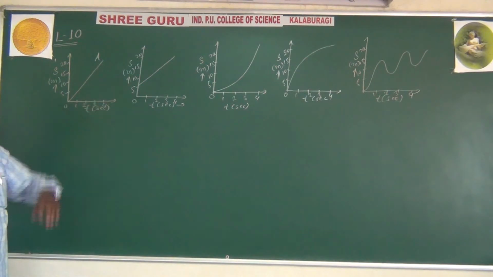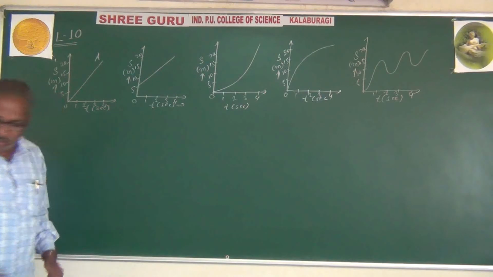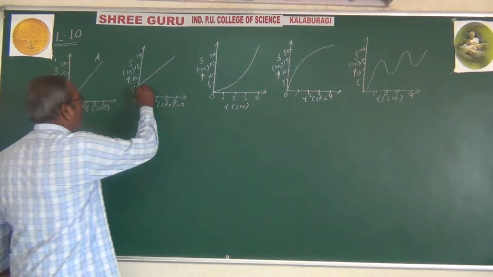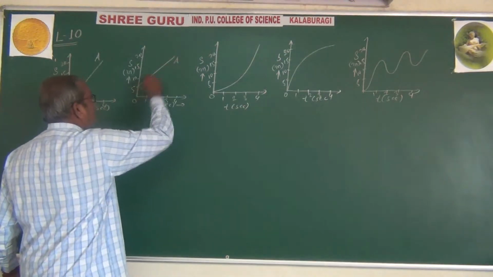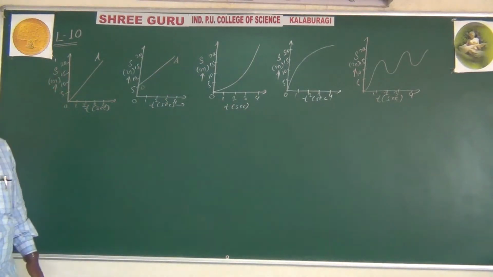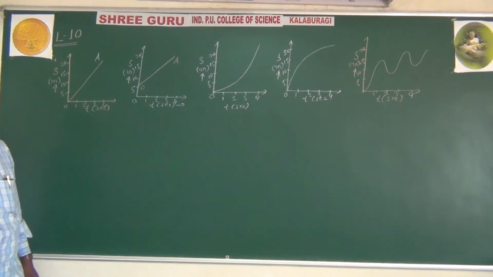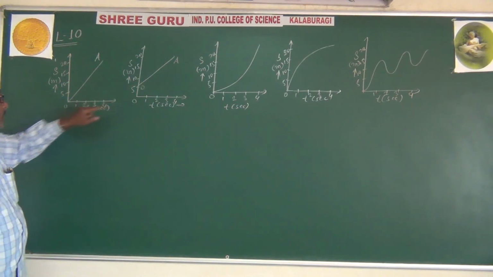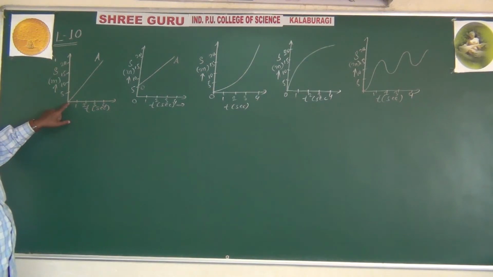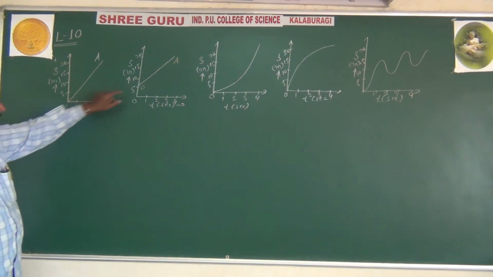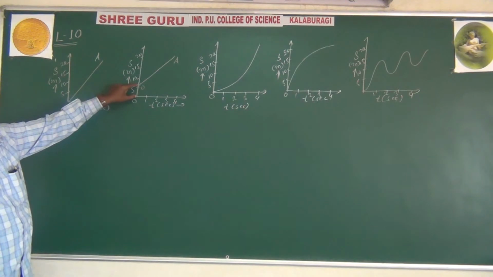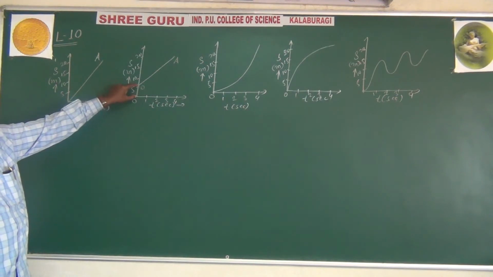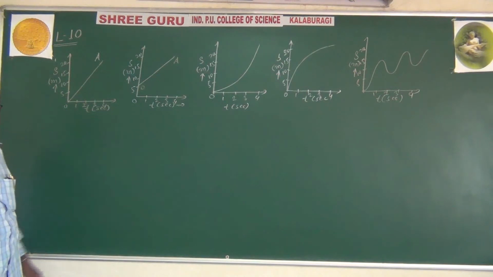And here is the next graph. Here also is the curve OA, and this curve also shows that the body is moving with uniform speed or uniform velocity along a straight line. But here the body starts from some other position, not from the origin.